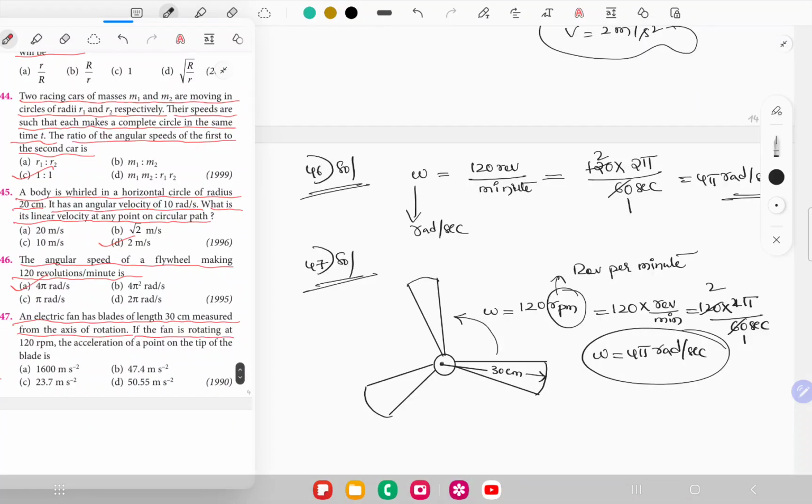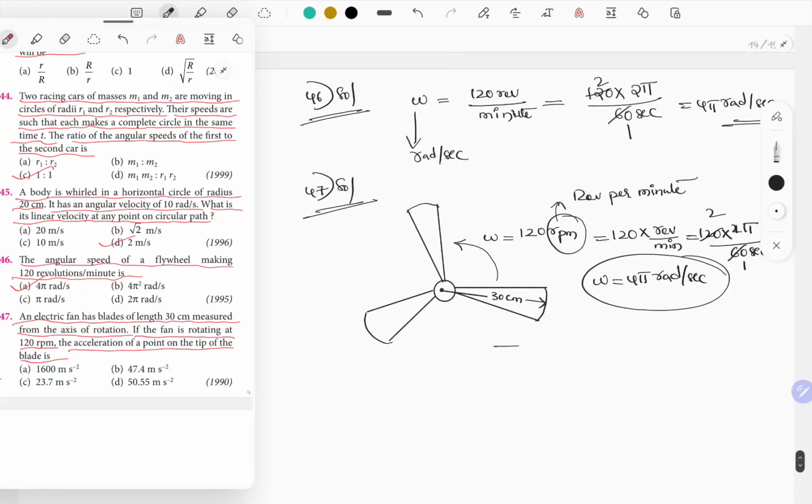So if the fan is rotating at 120 rpm, they are asking for the acceleration of a point on the tip of the blade. Okay, so what's the formula for acceleration? I need acceleration at the tip. So the only acceleration which is present is centripetal acceleration. That centripetal acceleration is equal to omega square r. What's the value of omega? It is 4 pi whole square into r.